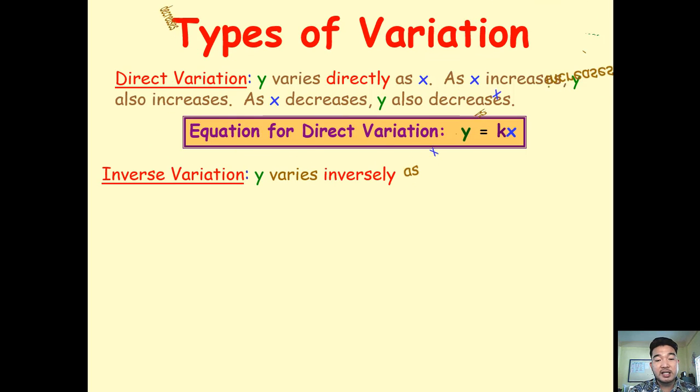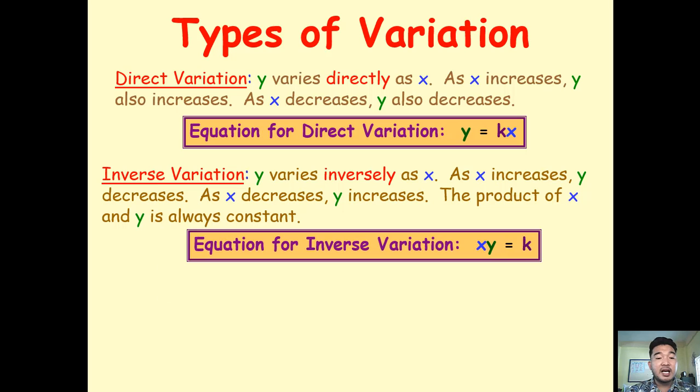The next one is the inverse variation, and it is being defined as y varies inversely as x. As x increases, y decreases. Kabaliktaran ito ng direct variation. Kung sa direct variation, habang tumataas si x, tumataas si y. In inverse variation, kapag tumaas si x, then bumababa si y. Then as x decreases, y increases. Kapag bumababa si x, tumataas naman si y. Ibig sabihin, magkabaliktad yung nangyayari sa kanila.